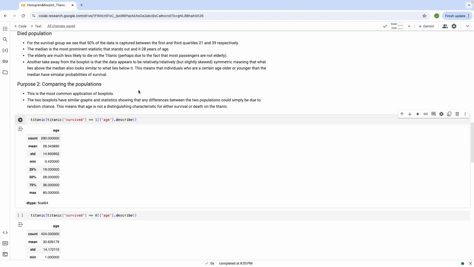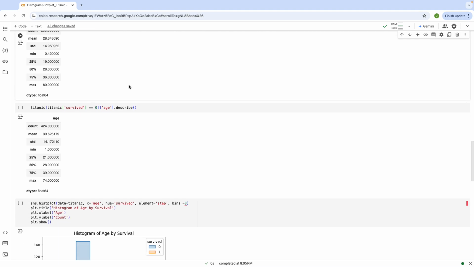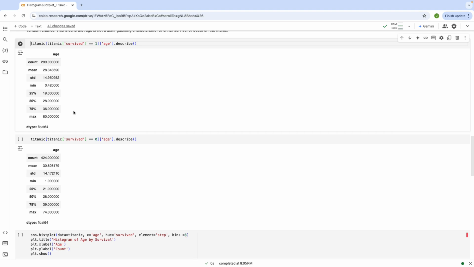One purpose in comparing it, as I mentioned before, is to compare the two populations, the survived versus the died. And we see that there doesn't appear to be too much of a difference. Very similar statistics are reported here versus here, whether they're the died or the survived group.